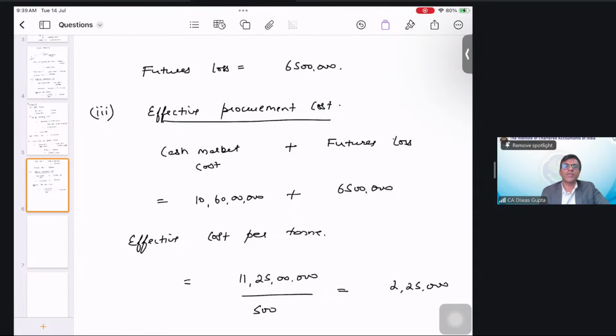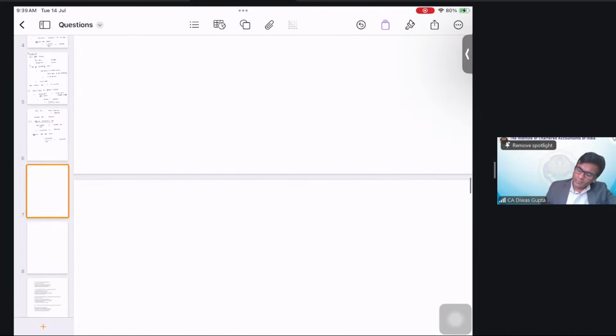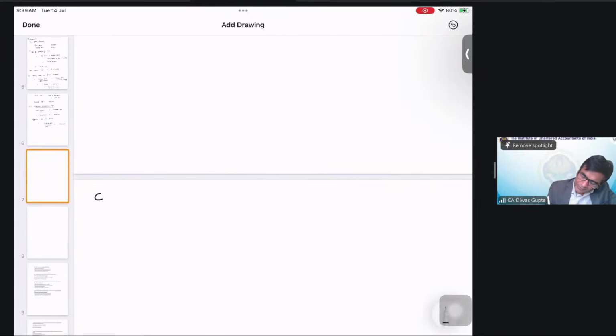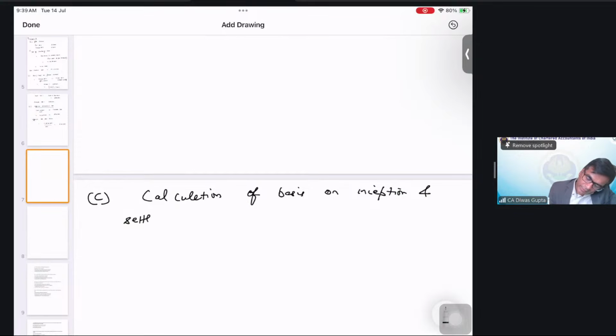Now let's calculate the third part, which is the basis. So the C part, calculation of basis on inception and settlement. So initial basis. What do we mean by basis, students? Basis is basically the difference between the spot price and the futures price, right? So it represents the additional amount on account of interest, maybe because of the time value of money.